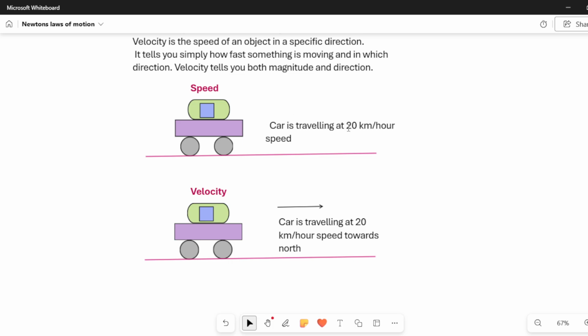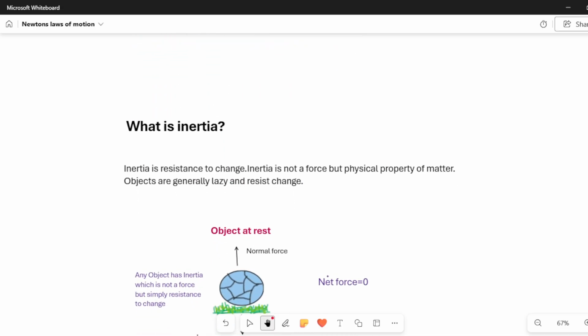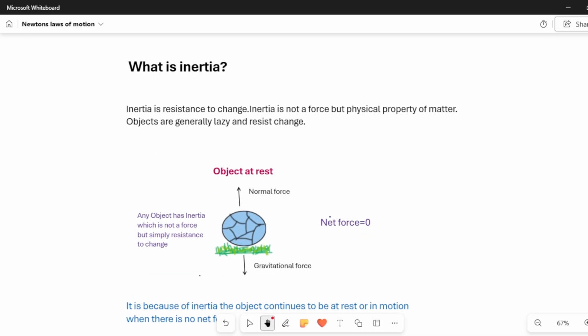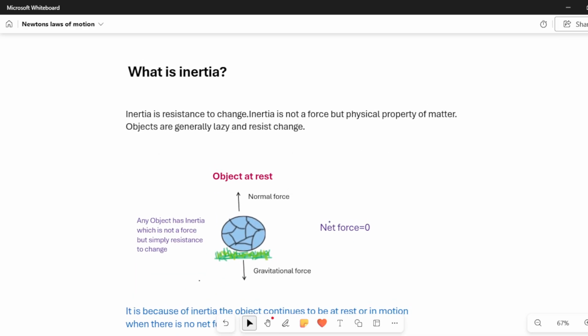Speed just gives you the magnitude of how fast the car or the object is moving, and velocity gives you how fast the car is moving and in which direction. So that is velocity. Hope you have understood what is speed and what is velocity. Now we will see an important concept, inertia, on which Newton's first law is based.